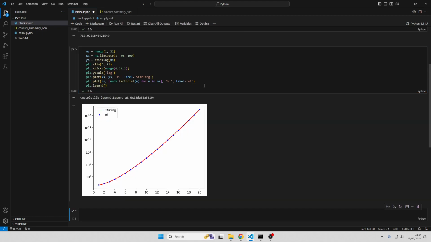Okay, so there we go. We've got the Stirling function in red, the true factorials in blue, and everything nicely labeled. And that will be it for our discussion of the Stirling function.